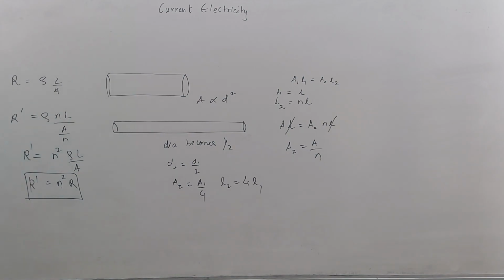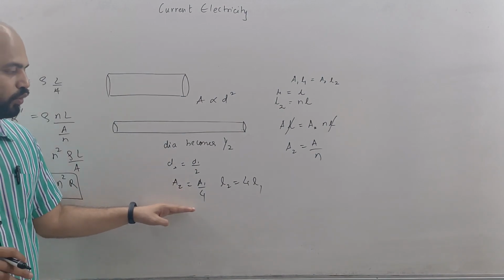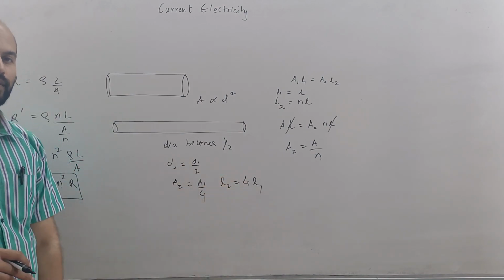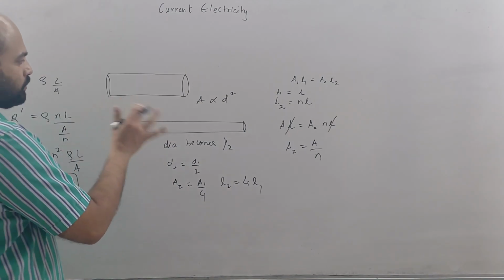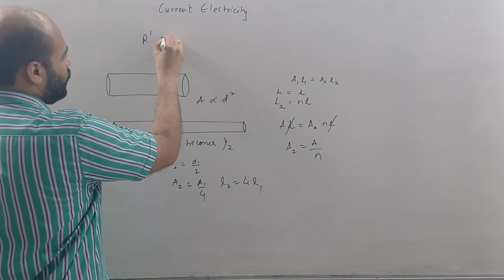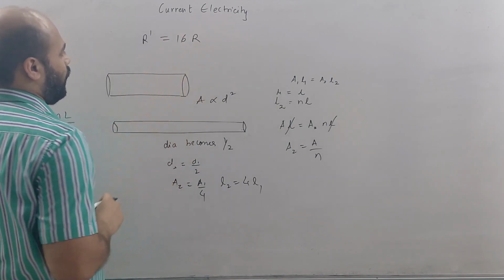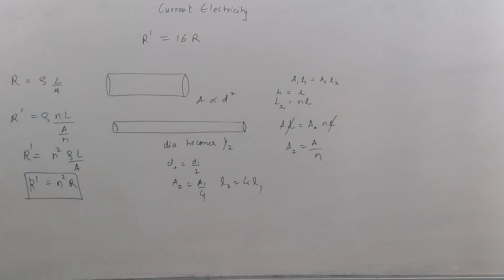Clearly, now we have the factor in front of us. We know that the factor n is 4 over here. So if the area reduces by 4, the length will increase 4 times. And if that is so, the new resistance R dash will be 16 times R, going by this formula. So this is what you have to learn from this problem.